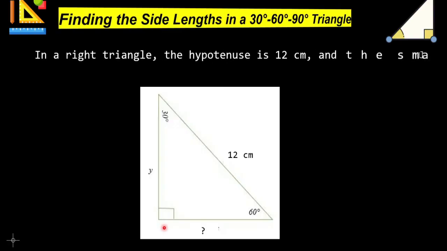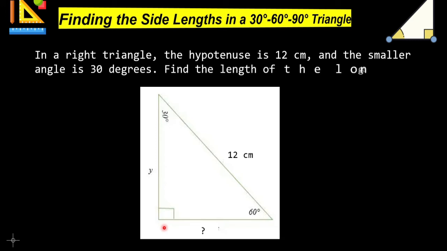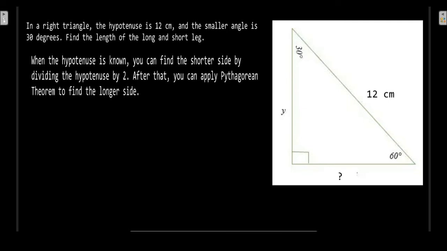Okay, in this case, in a right triangle, the hypotenuse is 12 cm and the smaller angle is 30 degrees. Find the length of the long and short leg. This one is different. We are looking for two sides, the shorter and the longer side, and the only thing given is the hypotenuse or the longest side. Let's solve. This is our problem.